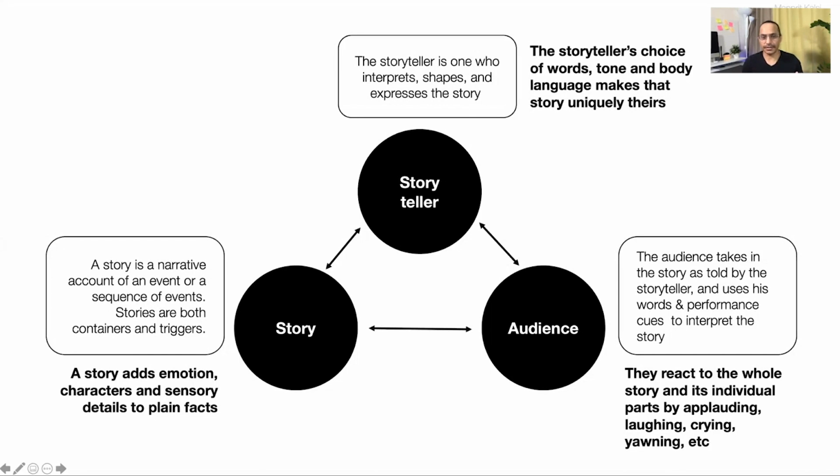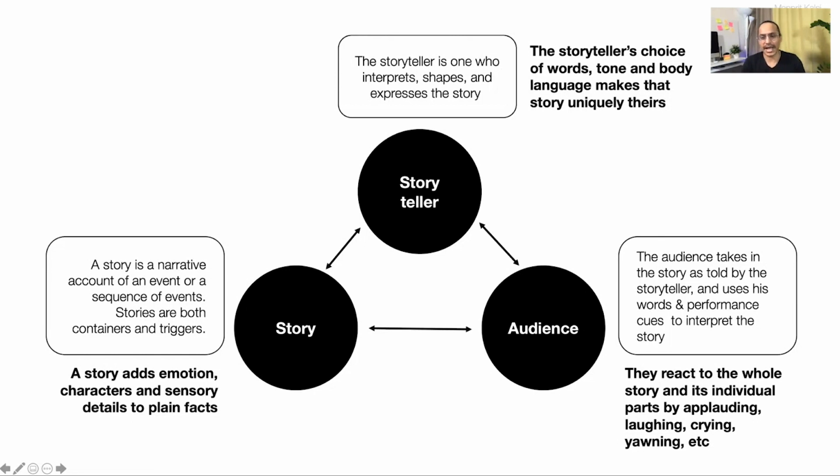Now the thing is, imagine there's a storyteller setting a context and then telling a story. The audience might take it in a different way if they have a different background story. So again, it depends upon who the audience is, and if you understand the right audience, then you will be able to tell the right story and bring about the right impact.